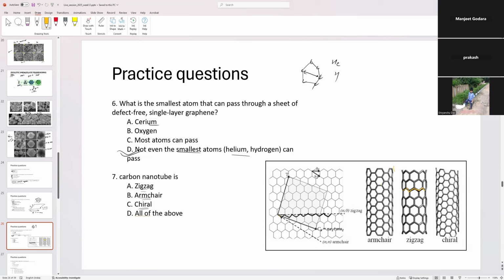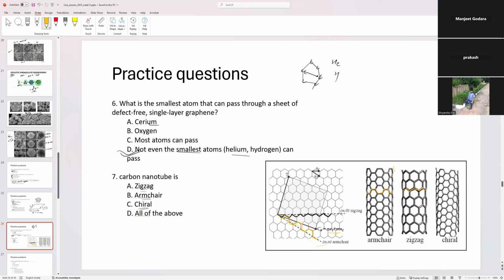If you go along this direction, you get your armchair. You go around the circumference, you get your armchair. Okay. And anything in between, there is a combination of those two directions, you get your chiral CNT.